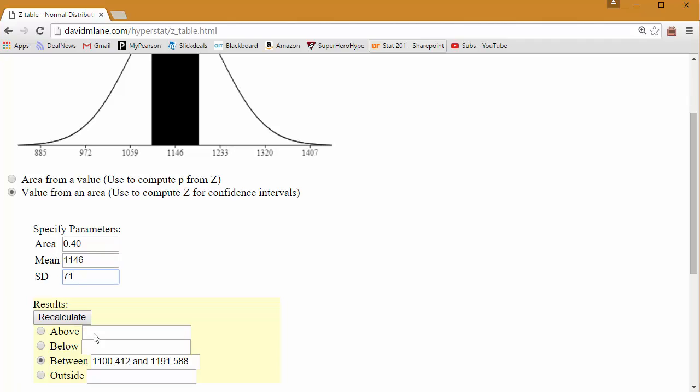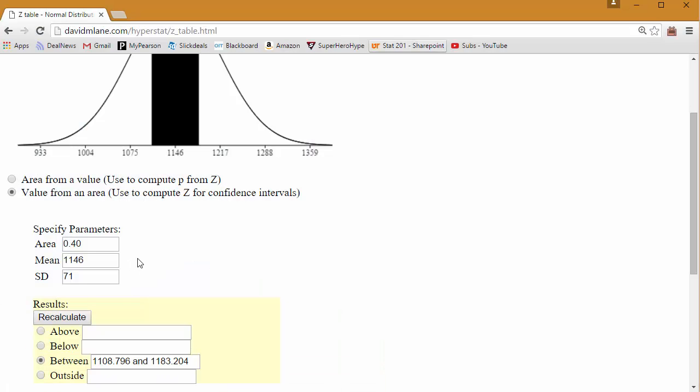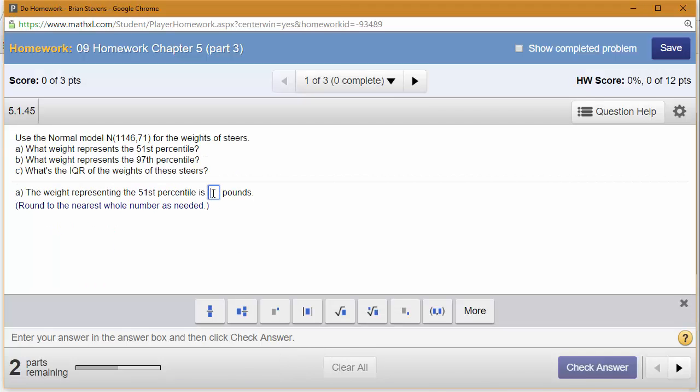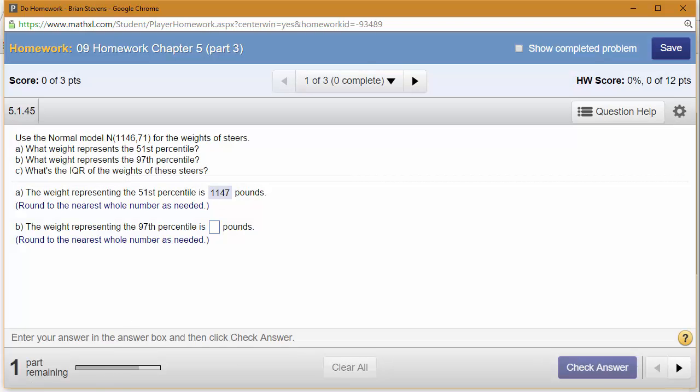I believe that is correct. Let's take a look. That is correct. Now, the first question asks us, what is the 51st percentile? And actually, I think I can guess this one because the 51st percentile is going to be very close to the 50th percentile. So if it wants whole numbers, I think I can do this one. To a whole number? Wow, this is a nice and easy question because it's going to be so close to it. And we can view that right here.